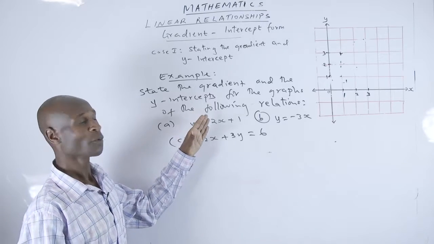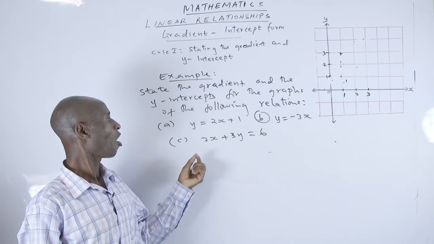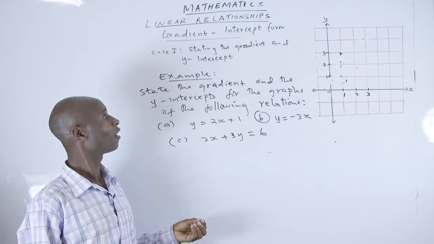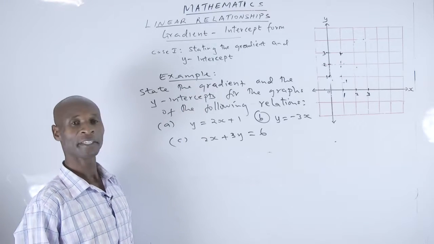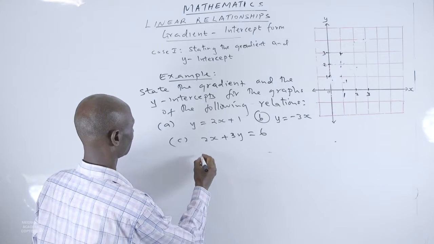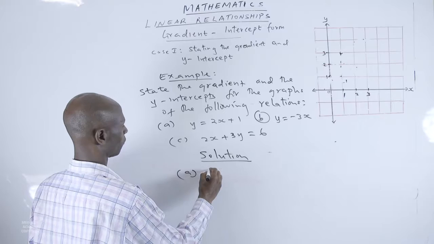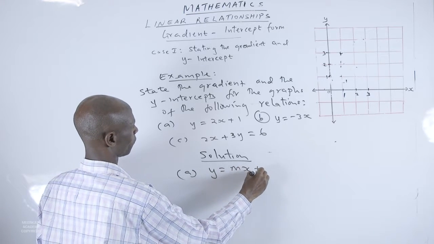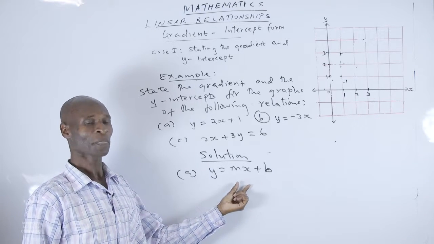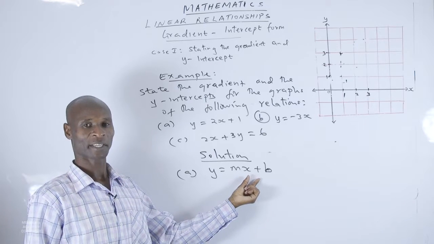Now, without drawing, we can state the gradient and the y-intercept of the graphs for the following relations by, first of all, writing down the gradient-intercept form of the equation. Y is equal to mx plus b, where m represents the gradient and b represents the y-intercept.